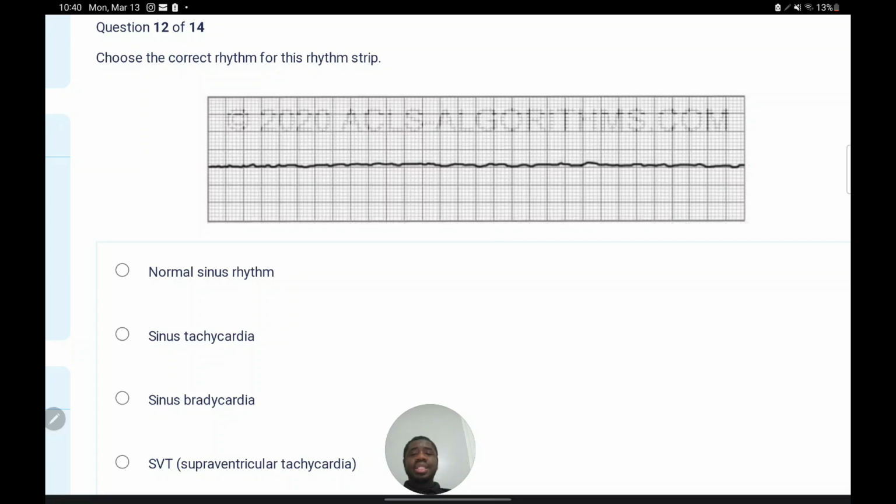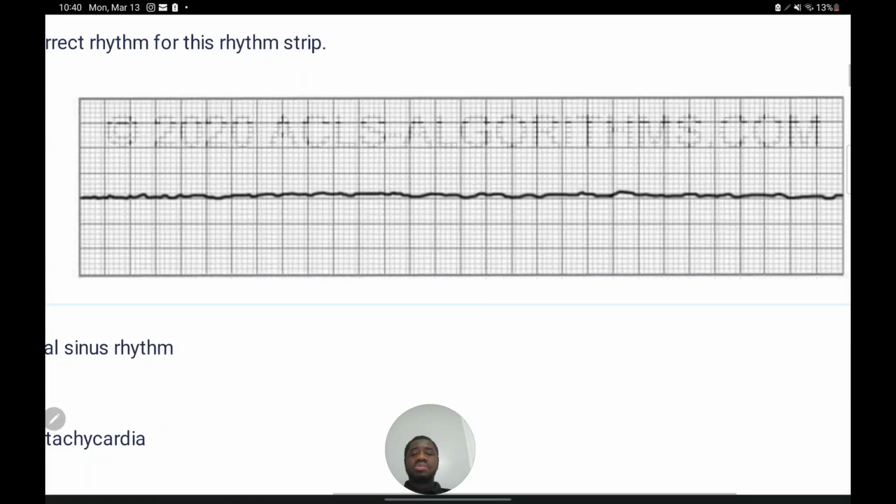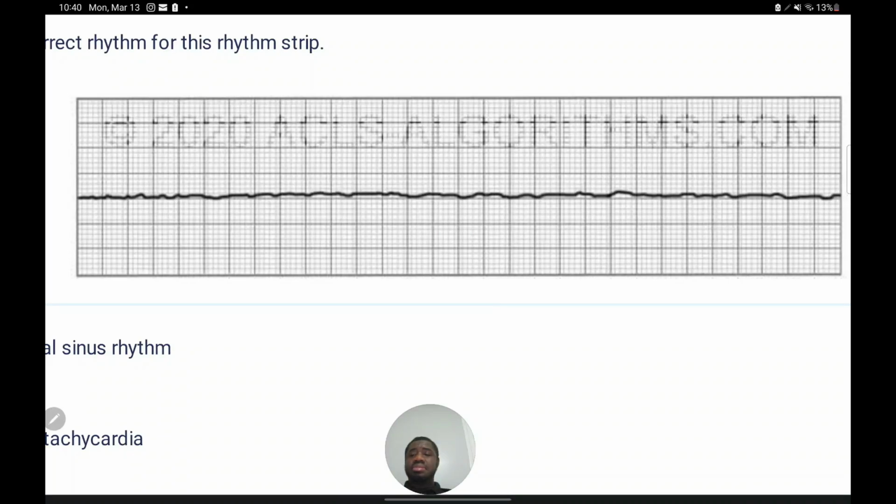You can see that this seems to be somehow erratic. It is so difficult to even recognize the QRS complex, so difficult to even identify the P wave and T wave. So when you see something like this, we can say this is ventricular fibrillation. In ventricular fibrillation, the waves are wavy. They look like this.